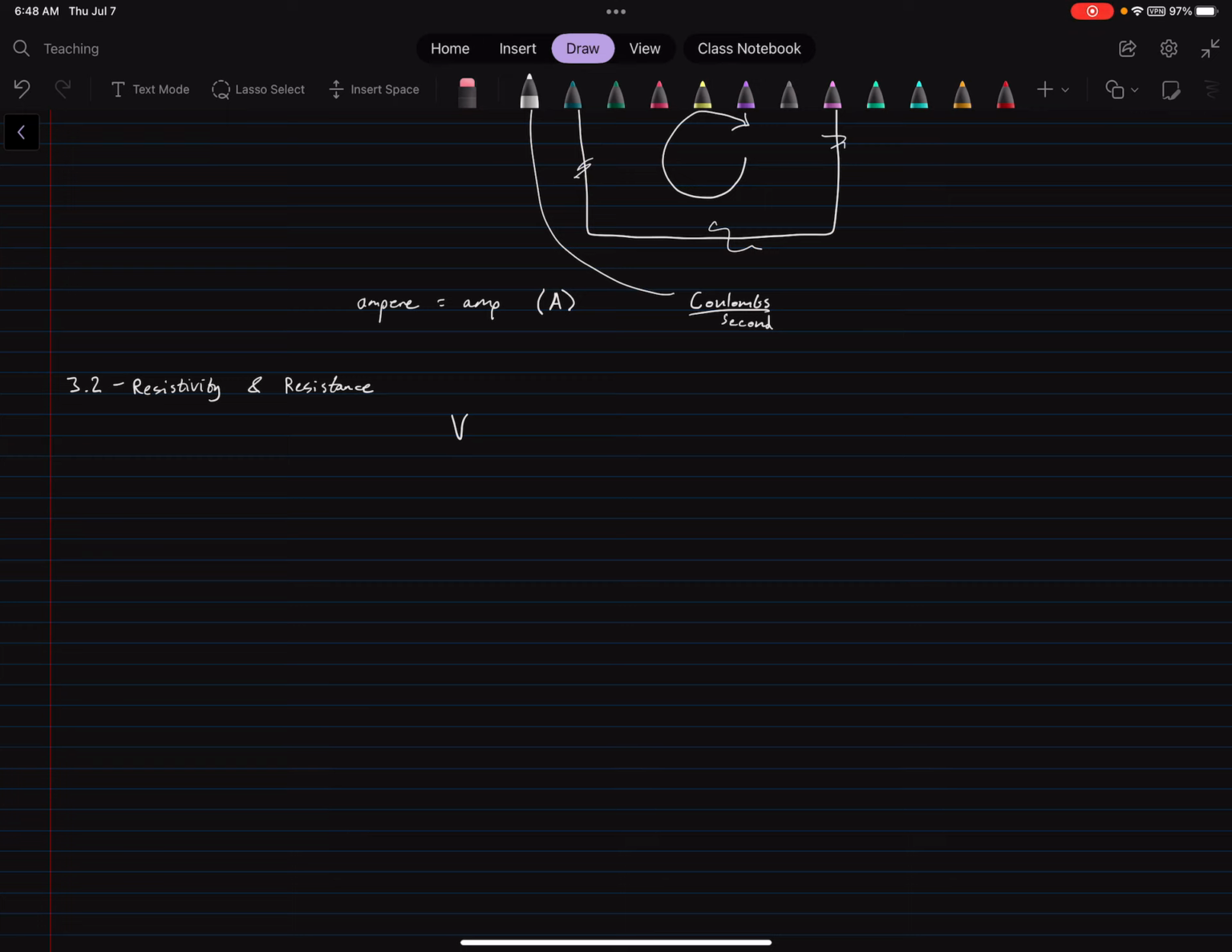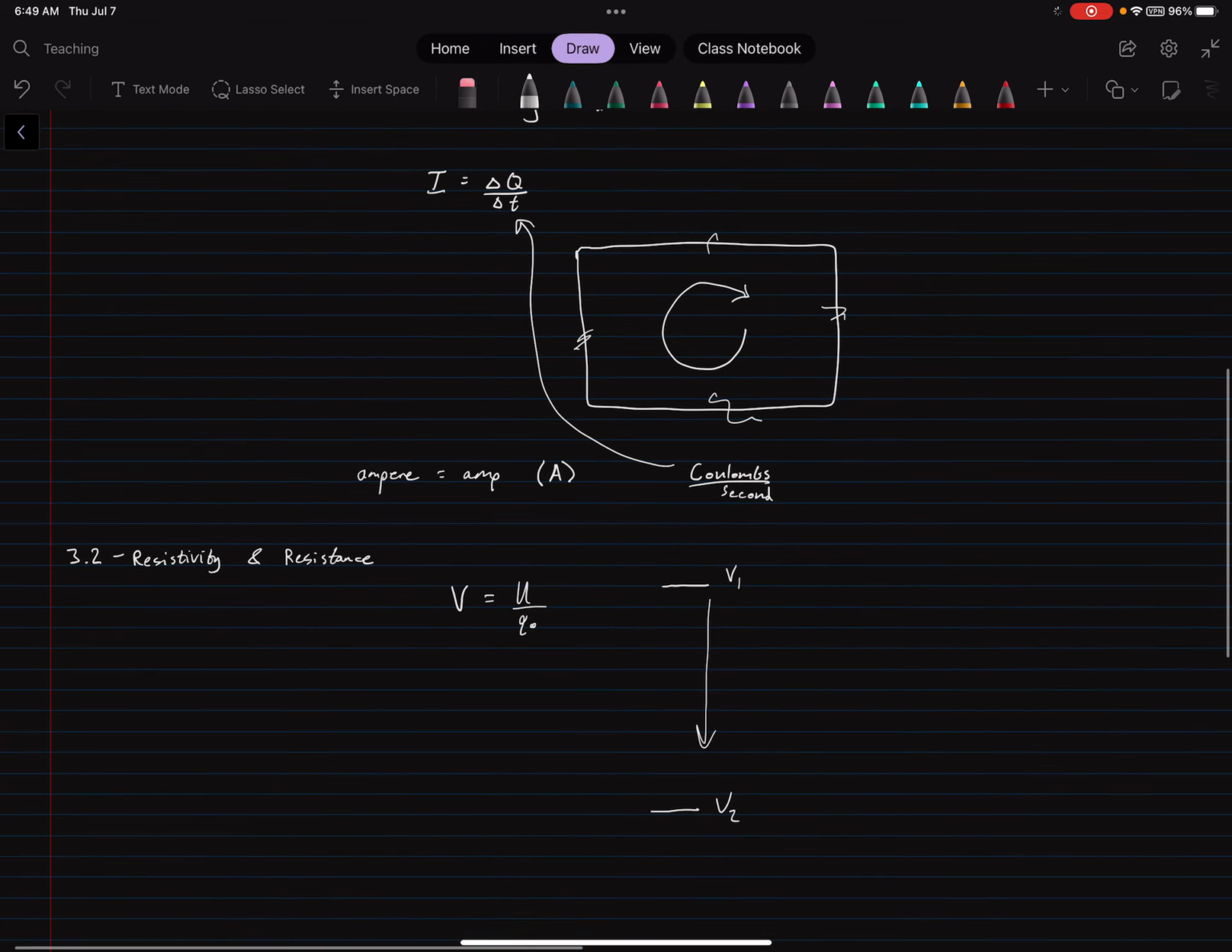The electric field points from high potential to low potential, just the same as gravitational field points from high gravitational potential to low gravitational potential. V is just the potential energy per unit charge. And what we want to know now is, as these things flow from a higher potential to a lower potential, V1 to V2, what quantity governs how fast that happens, or what governs that process exactly?